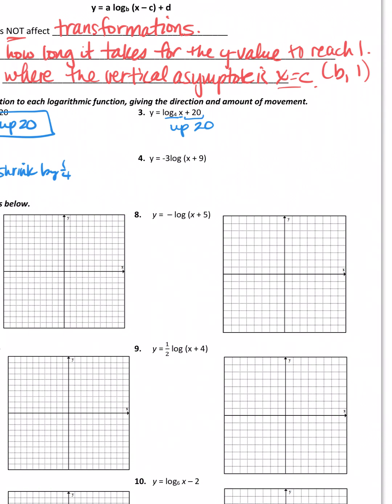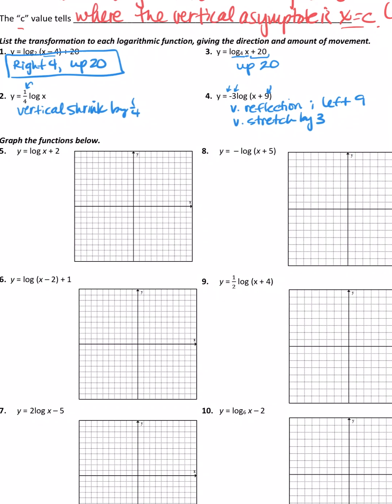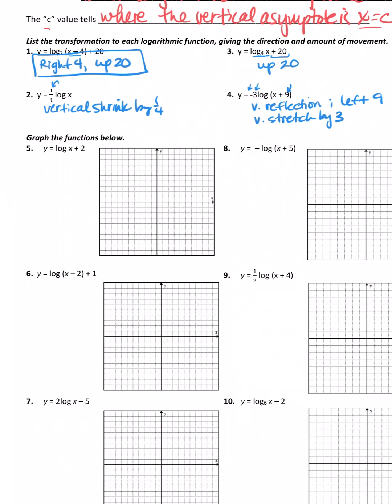All right, look at number 4. We have a negative, and we have a 3, and the x is being moved plus 9. So let's do this. The negative is a vertical reflection. The 3 is a vertical stretch. And then the plus 9 means it's moving left 9 units. Okay, my asymptote's moving left. All right, so as we look at these, let's go through and list our transformations, and then we'll come back and graph them, okay?